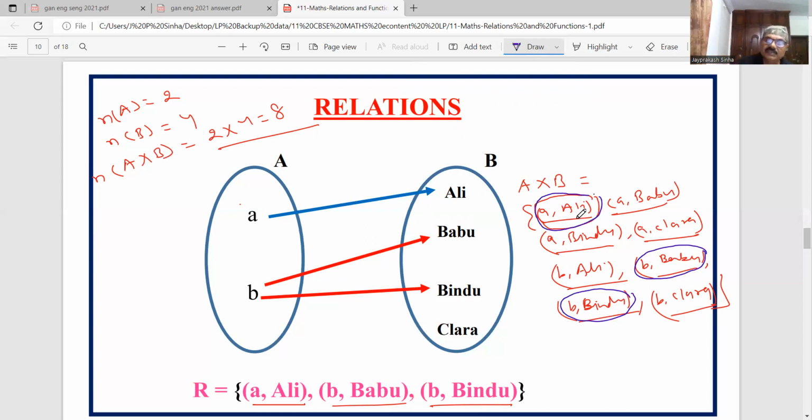Now this single element can also be a relation. These 2 can also be a relation. So in this way we can make so many relations. Here we are defining our relation by taking the first letter of the name of the members of set B. That is why we are defining A with Ali, B Babu, B Bindu. Similarly, there are n number of relations we can define. So how many relations can we form? That also we can see.